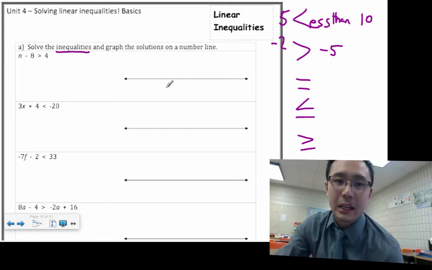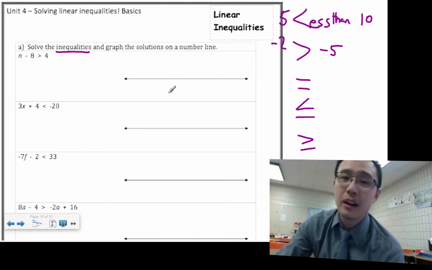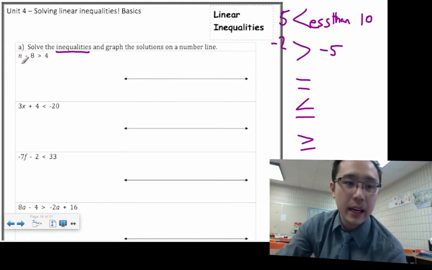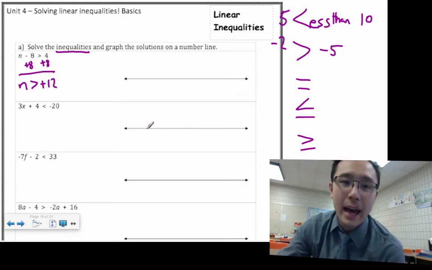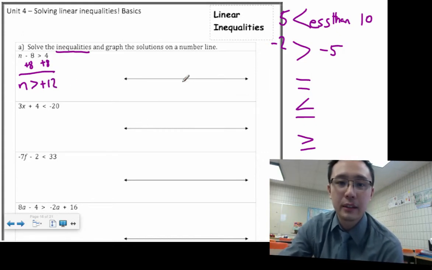Whenever you solve inequalities, it's like solving equations. n minus 8 is greater than 4. Plus 8 to both sides, so n is greater than 12. So what that means is that your n has to be greater than 12.